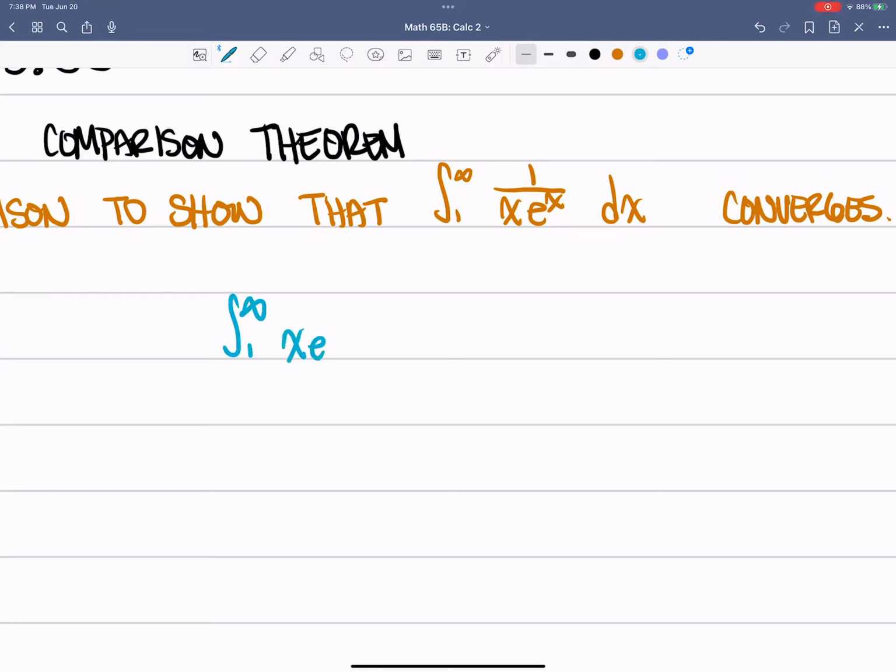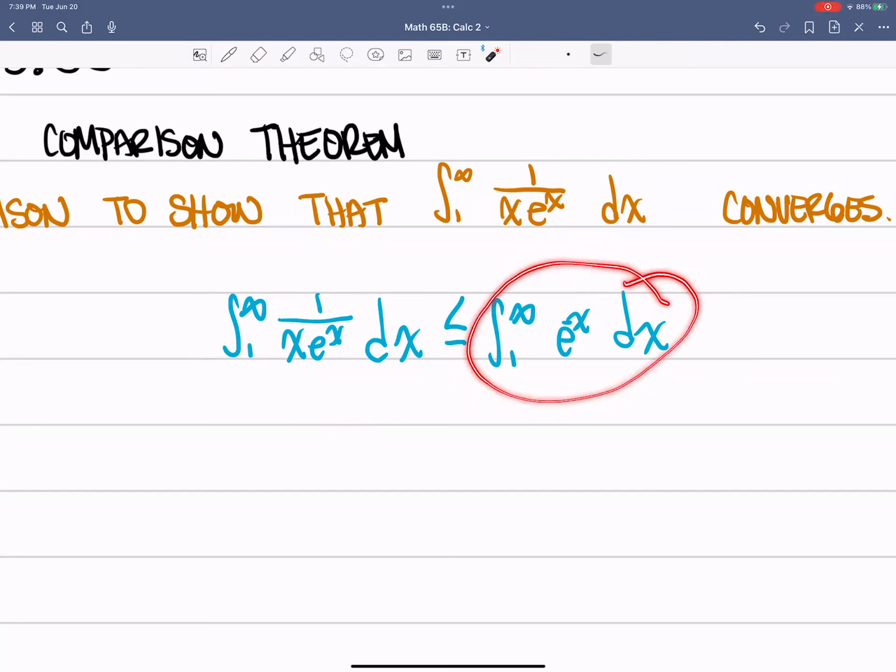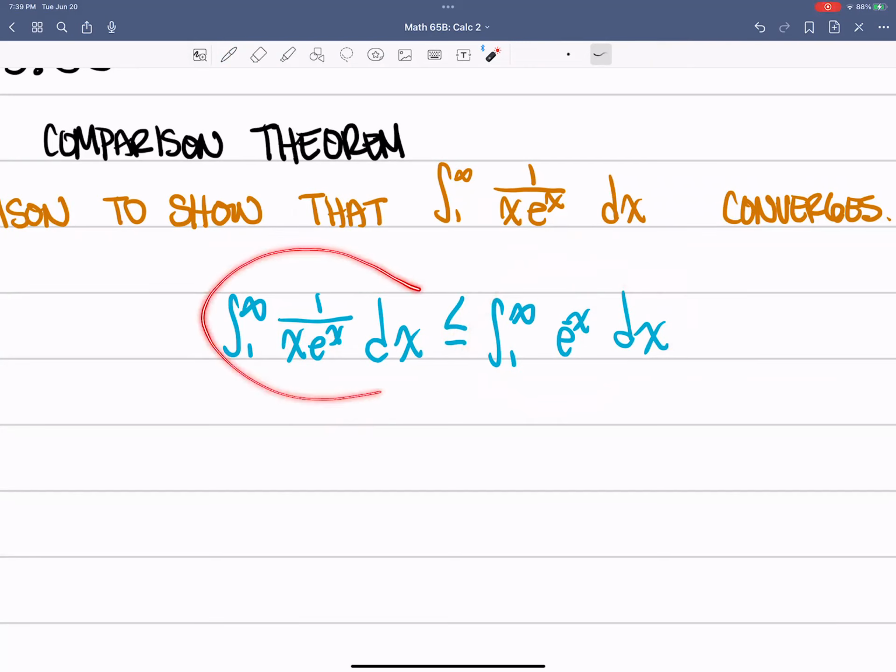For every value thereafter, it's going to be a little bit smaller than what we have here, especially because we're multiplying by 1 over x. So 1 over x is going to give us a smaller value. If we find that it converges to a value here, we know for sure this is going to converge to a value as well. So let's take a look at this one.